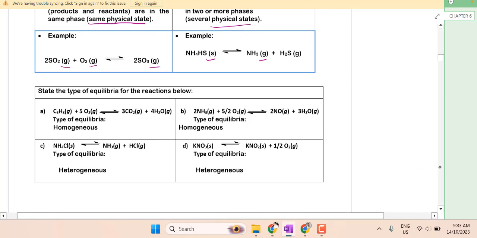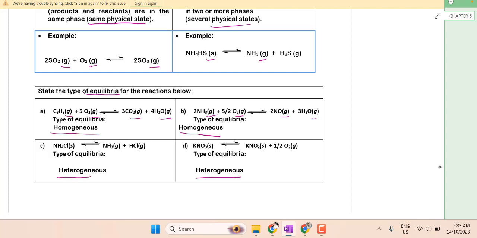State the type of equilibria for the reactions below. This one is homogeneous because everything is in gaseous state. This one is also homogeneous, everything is in gaseous state. While these two are heterogeneous because we have several physical states, and the same goes for this one.